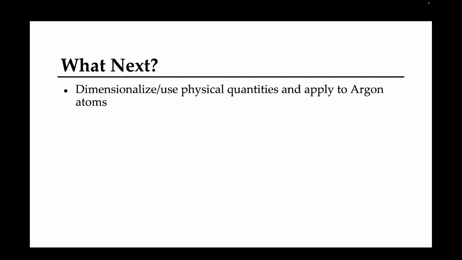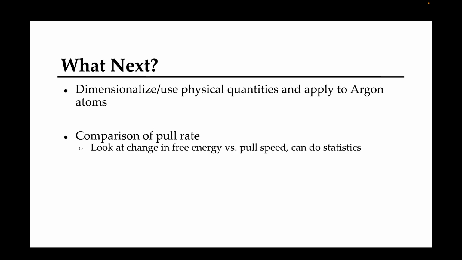So what's next? Well, I think thing number one is to dimensionalize or use physical quantities. And we could, for example, apply this to argon atoms or carbon atoms or nitrogen atoms or whatever, really. We can do comparison of different pull rates, right? We can look at the change in free energy versus the pull speed and do statistics on a set of different pull speeds, and maybe come up with a relationship between the change in free energy that we observe, right, that delta F value, and our pull speed or our pull rate.